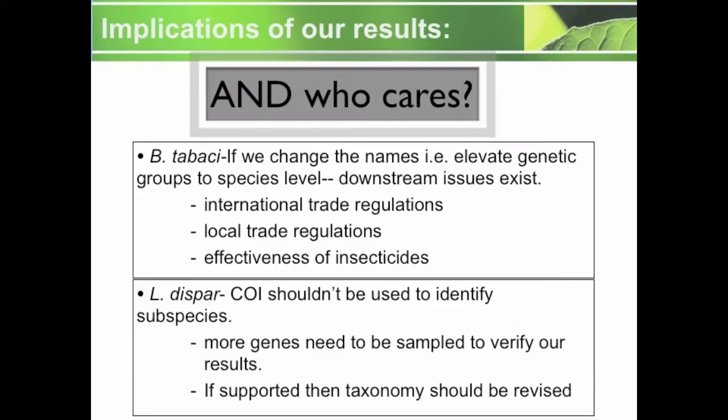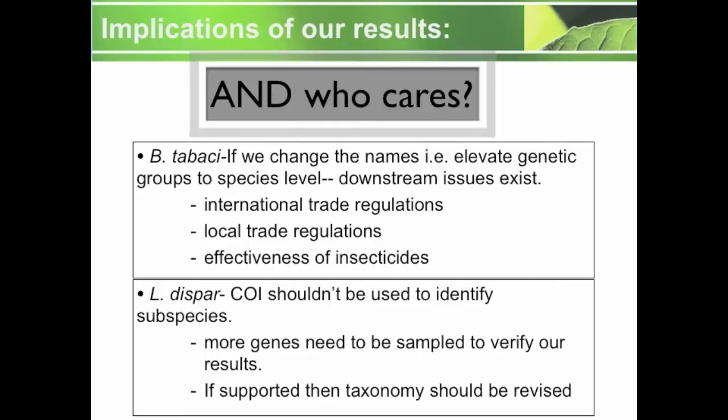So what are the implications of our results? This answers the who cares part. For Bemisia tabaci, if we were to change the names and elevate all the genetic groups to species level and the new ones that we've described here, there would be downstream issues, including international and local trade regulations, because now the new species names would have to be incorporated into those documents. And also, chemical companies would now have to test their insecticide against each described species.